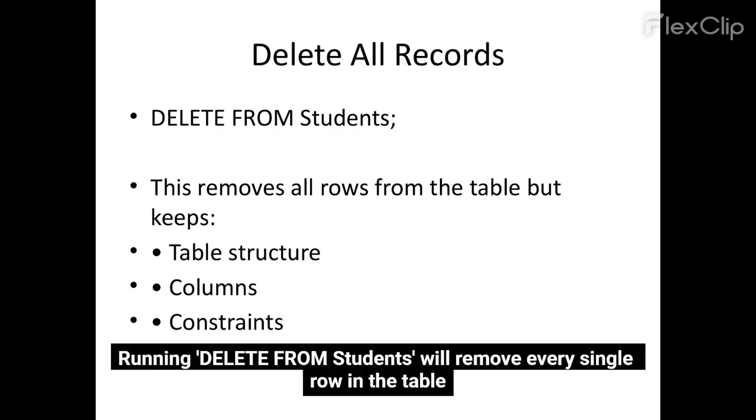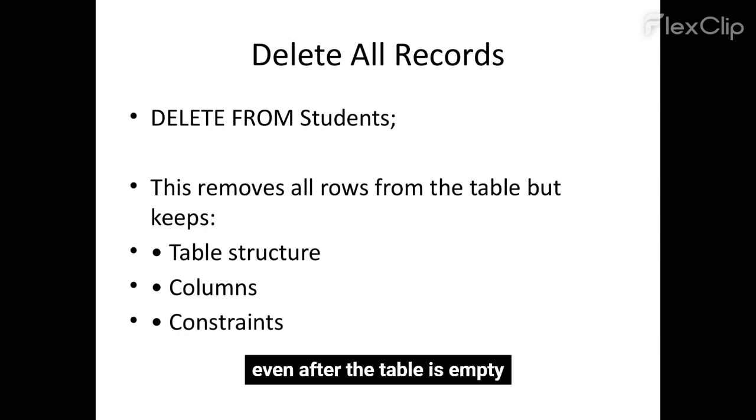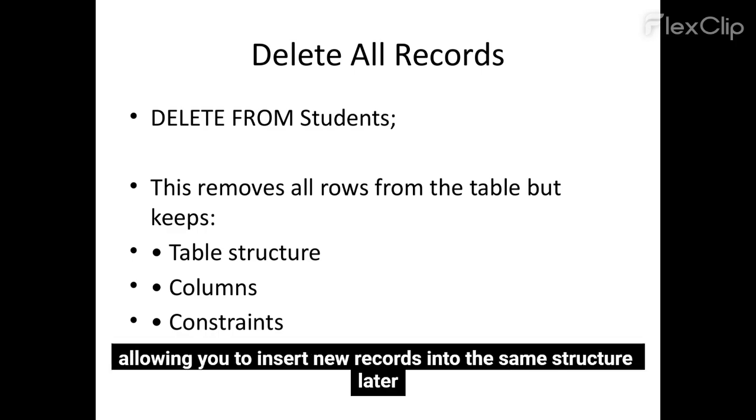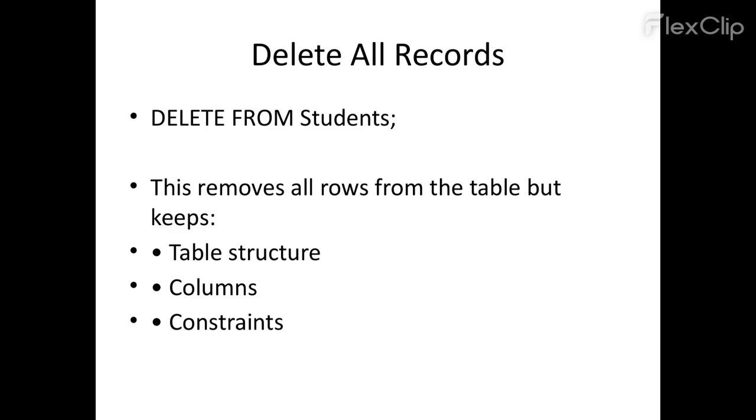Running delete from students will remove every single row in the table. However, even after the table is empty, its skeleton remains. The columns, the data types, and any constraints you've set up are still there, allowing you to insert new records into the same structure later.